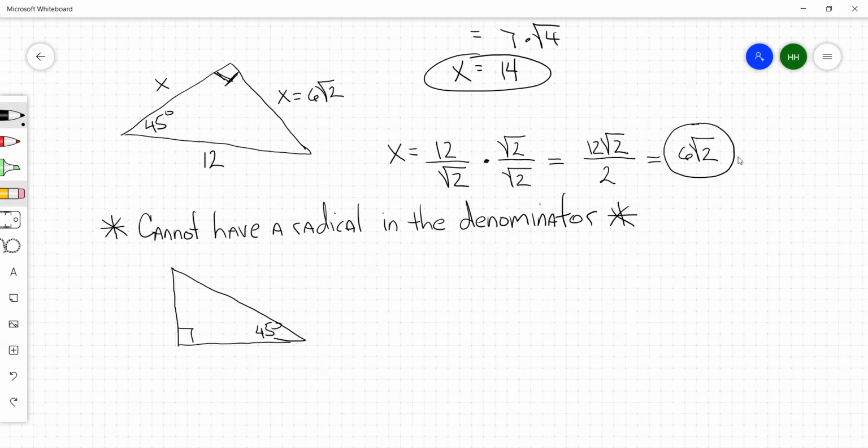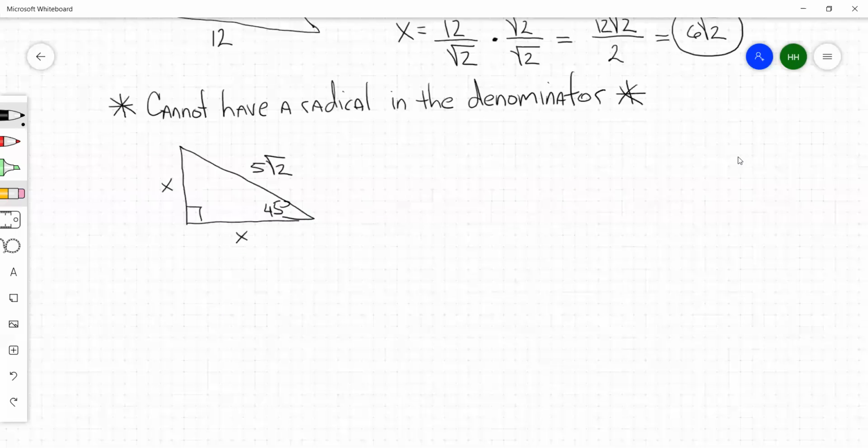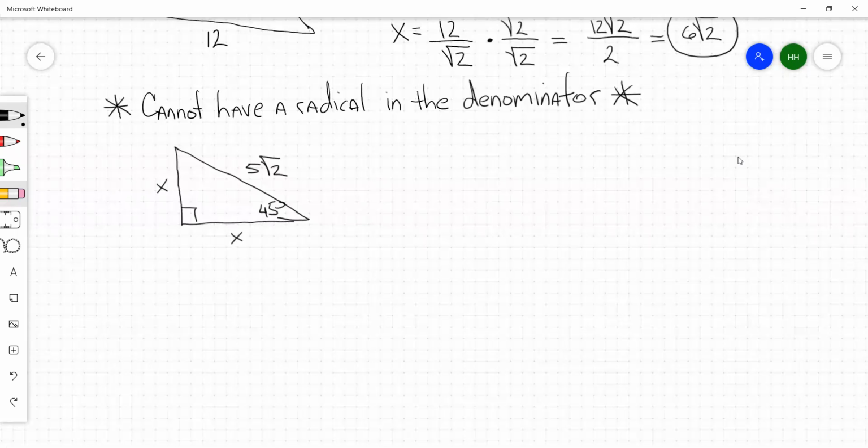All right, if we get this, x, x, and now our hypotenuse is 5 radical 2. Well, our legs, x is going to be equal to the hypotenuse, which is 5 radical 2, divided by radical 2.